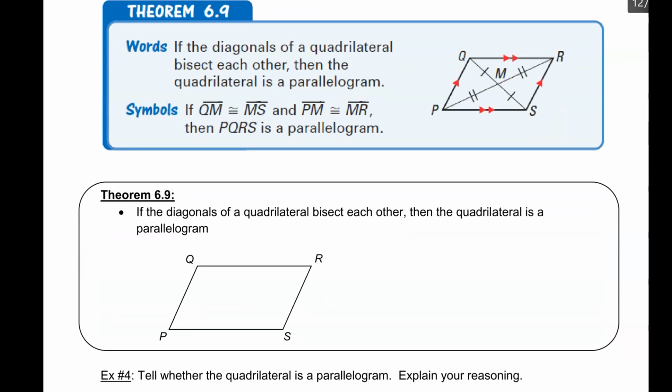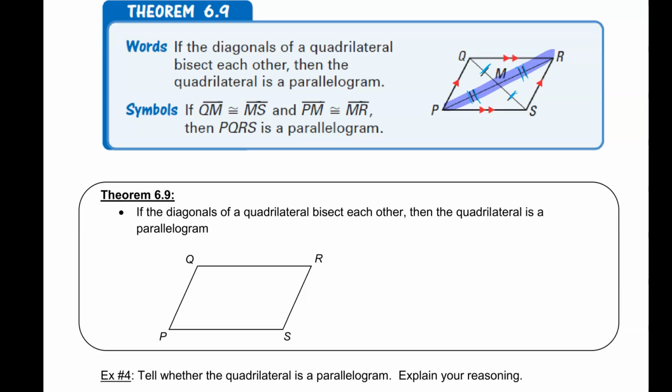So, the last one. If the diagonals of a quadrilateral bisect each other, then the quadrilateral is a parallelogram. Remember, bisect means splits exactly into half. So when I look at this diagonal, I see it is split exactly into two equal halves, hence the double congruence marks. But it also splits the other diagonal into two exact congruent halves.